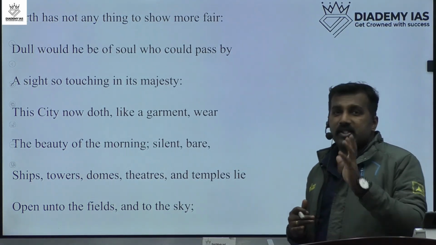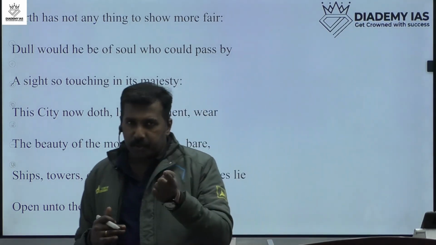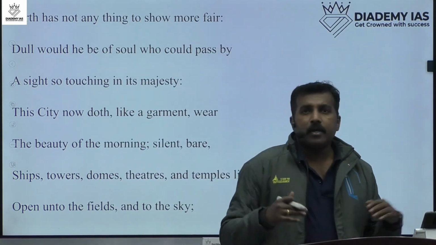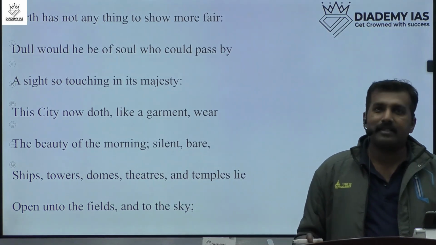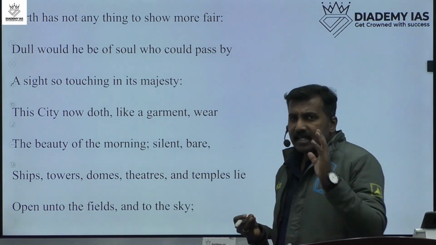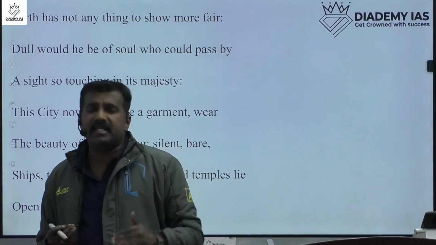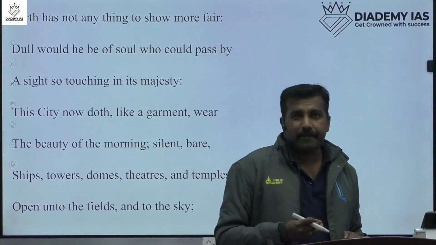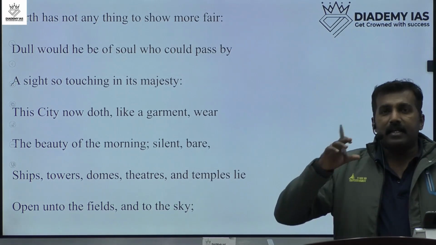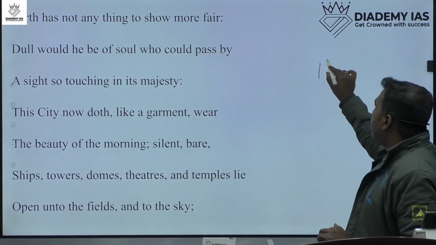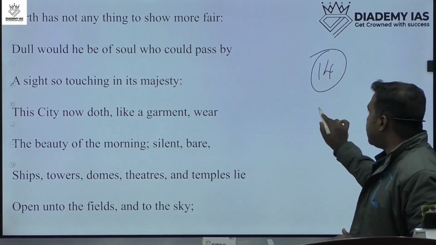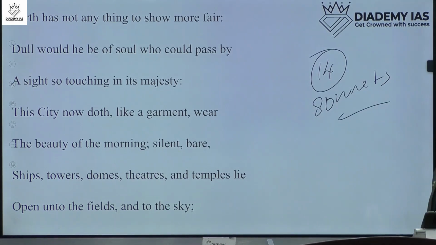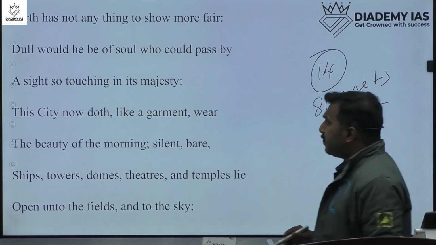And this Petrarchan sonnet can be classified into two. The first one is octave and the second is sestet. What is octave and what is sestet? Octave means the first eight lines of the poem, and the second 6 lines of the poem are the sestet. In total, we have 14 lines. That is a sonnet. So let's read in detail.